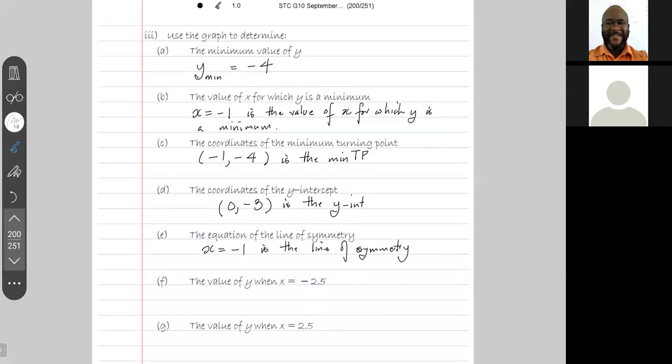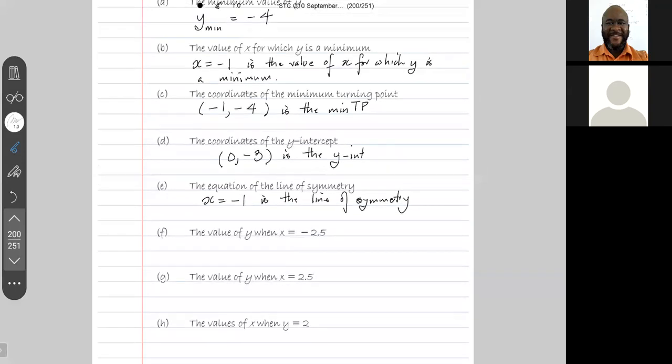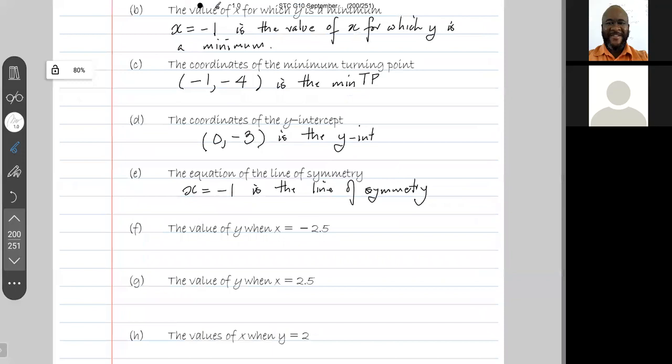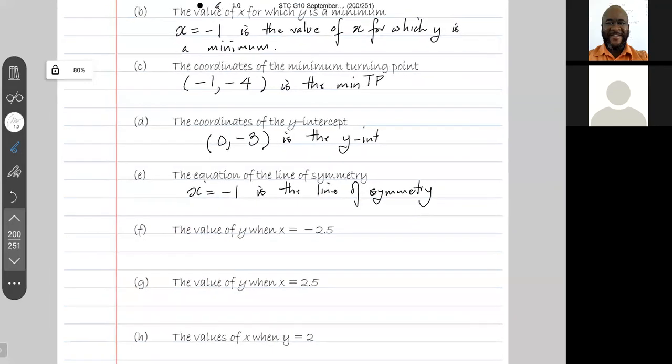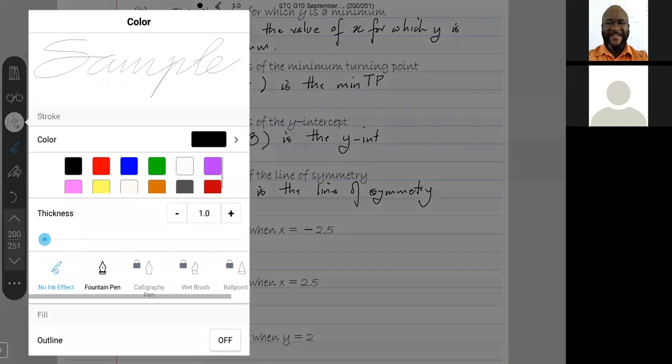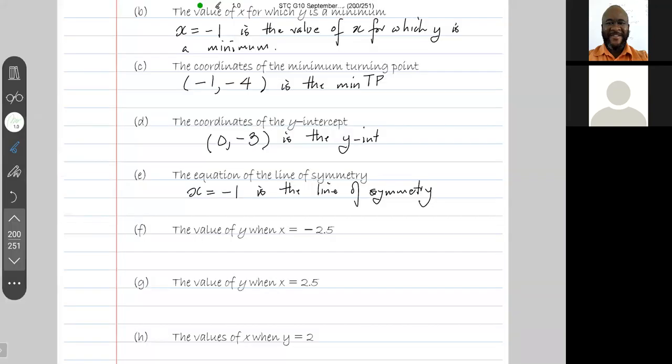All right, so next we're going to have to go back to the graph now to answer these questions. Let's put in some color. Let's put in green. So the first thing we want to know is the value of y when x is equal to -2.5 and the value of y when x is equal to +2.5. Back to the graph.